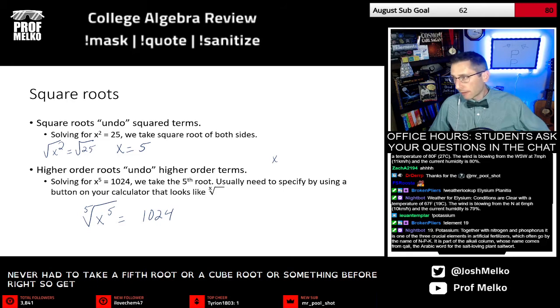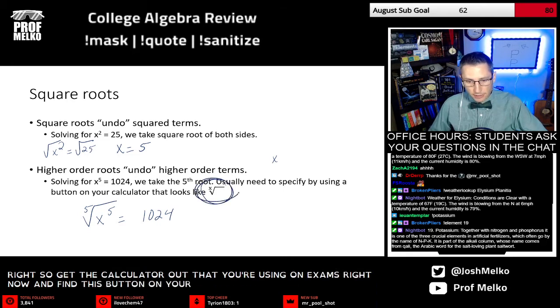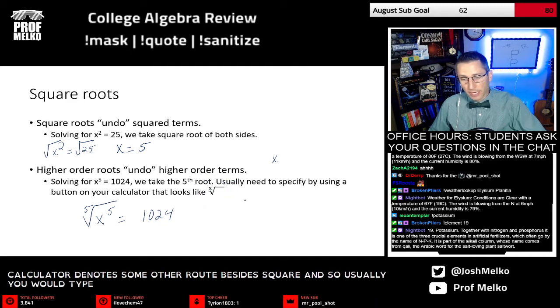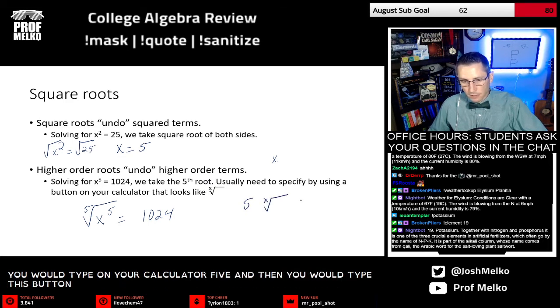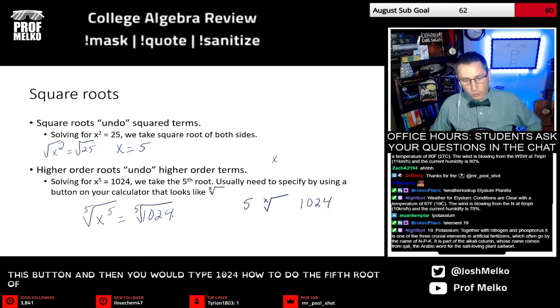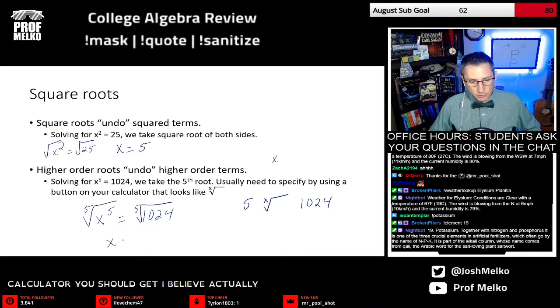So get the calculator out that you're using on exams right now and find this button on your calculator. This button on your calculator denotes some other root besides square. And so usually you would type on your calculator 5, and then you would type this button, and then you would type 1024, to do the 5th root of 1024. And when you do that on your calculator, you should get, I believe, x equals 4.